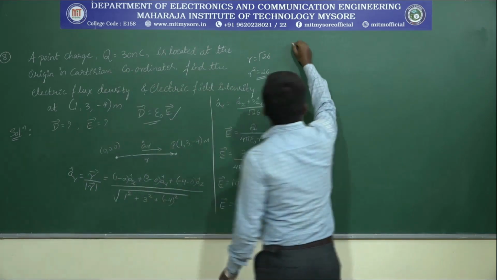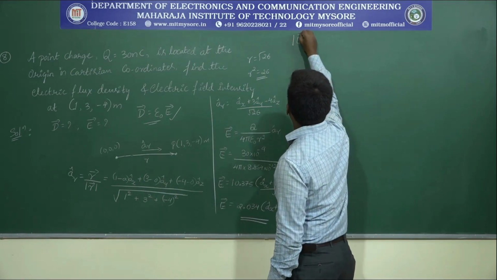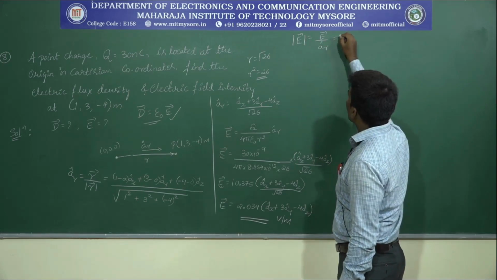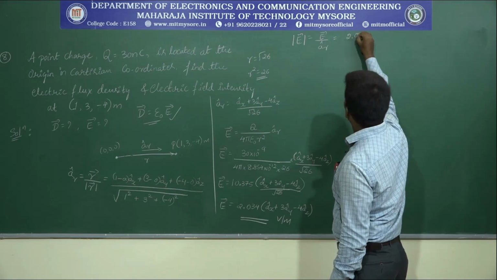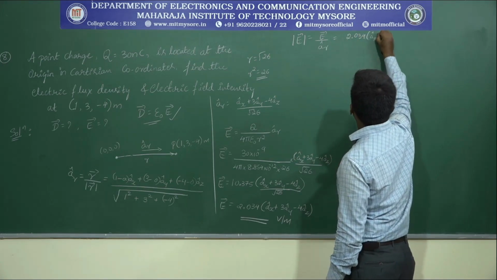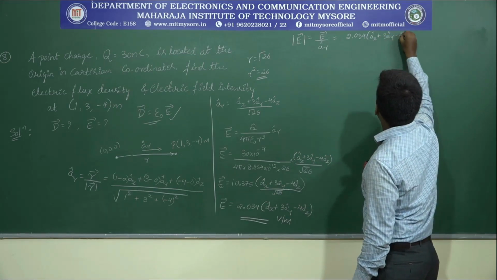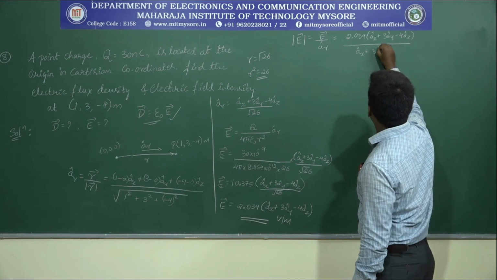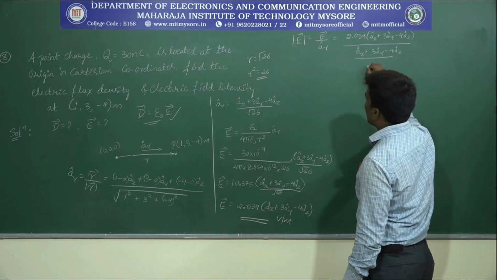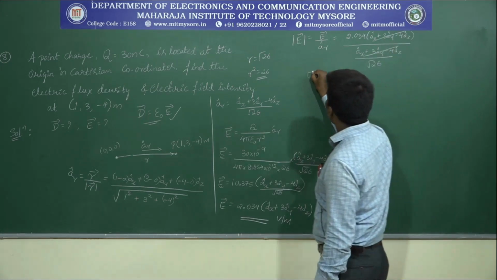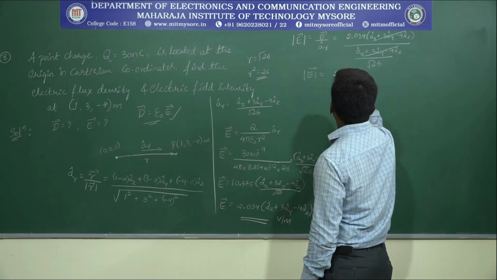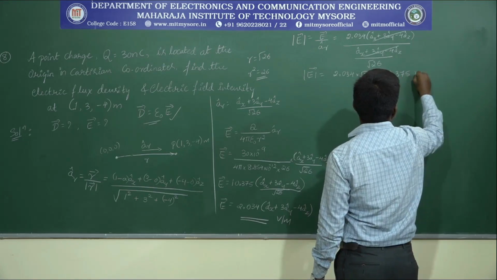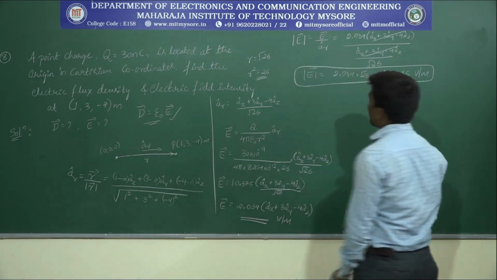Okay. Now the magnitude of E. The magnitude of E is given by E divided by a cap r. What is E? E is 2.034 into a cap x plus 3 a cap y minus 4 a cap z, divided by a cap r. What is a cap r? a cap r is a cap x plus 3 a cap y minus 4 a cap z divided by root 26. These two quantities get cancelled. The magnitude of E is equal to 2.034 into root 26, which is again equivalent to 10.375 volt per meter. This is the magnitude of electric field intensity.